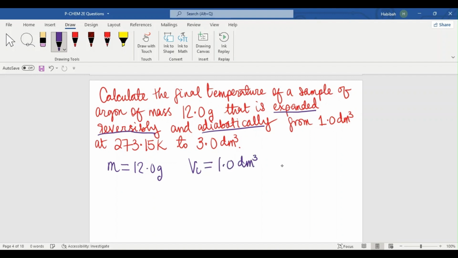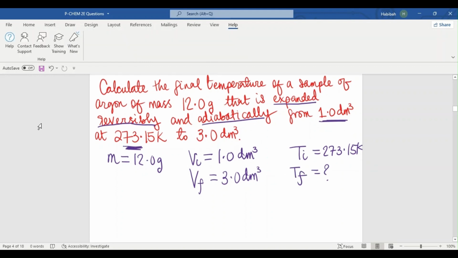And of course, because this is an expansion, there's an increase in volume. So the final volume is actually going to be 3.0 dm cubed, according to the question. We're also told that the initial volume is 1.0 dm cubed, at 273.15 Kelvin. So the initial temperature becomes 273.15 Kelvin. And we're told from the question to determine T final.